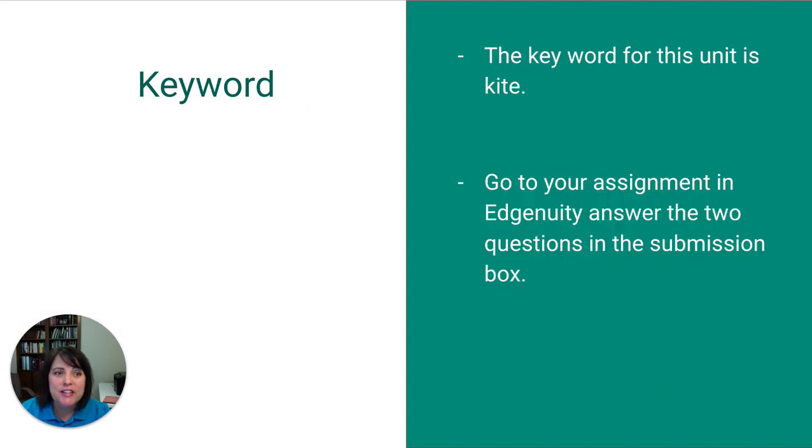Finally, the key word for this unit is kite. And so you can go to your assignment in Edgenuity, answer the 2 questions in the submission box, and get started on your lesson.